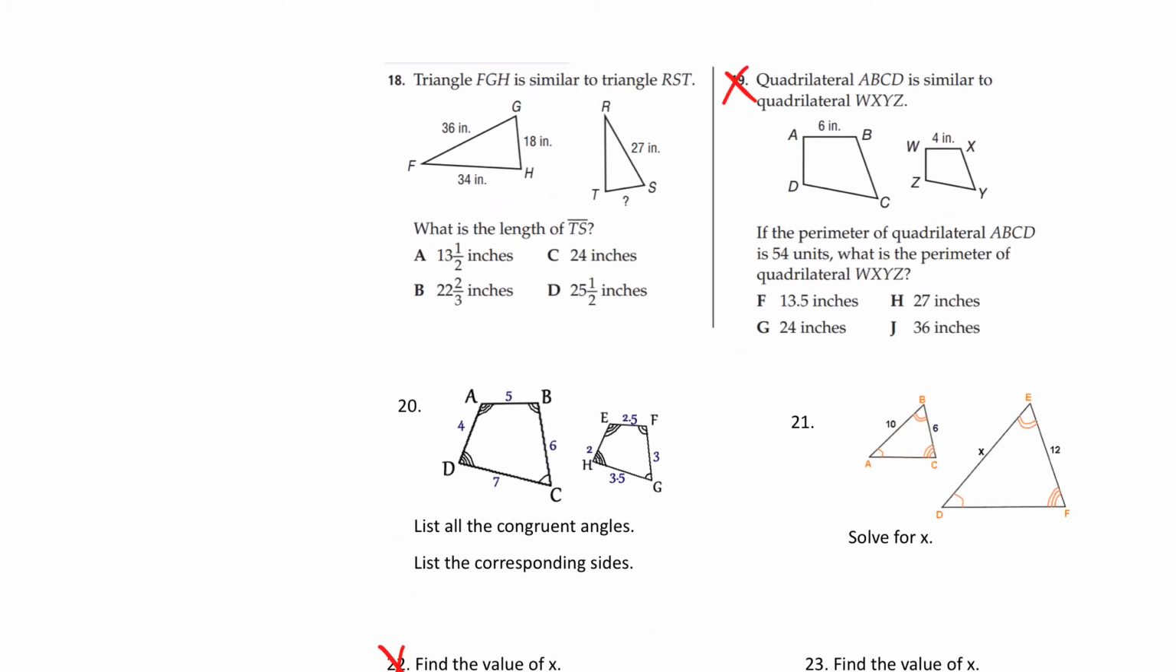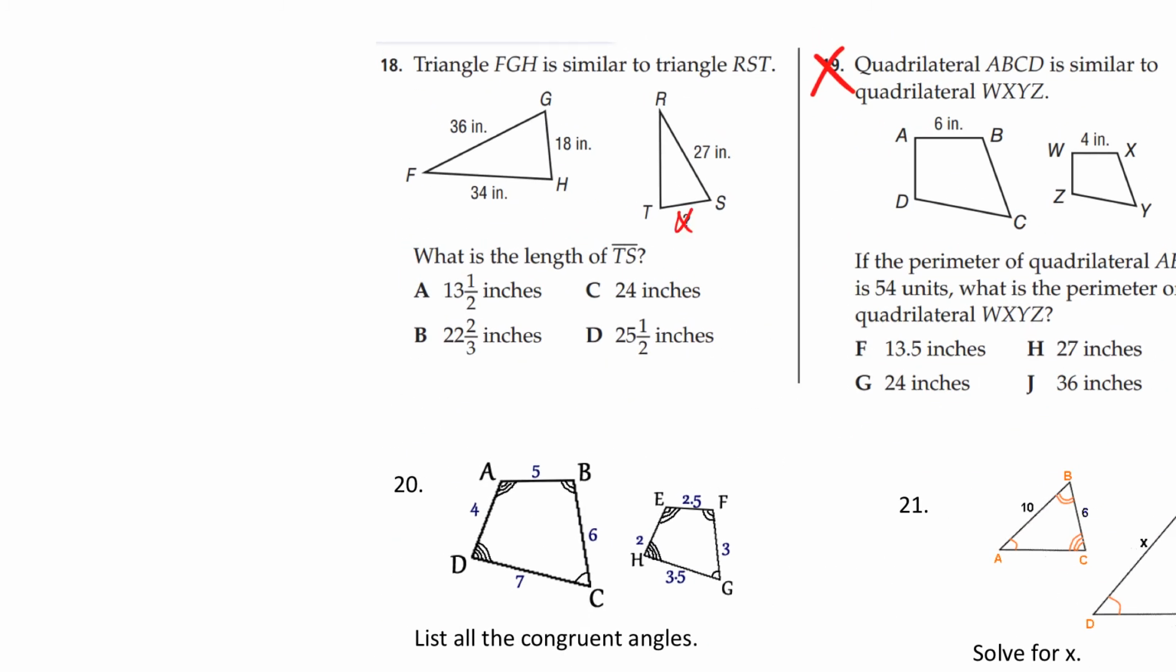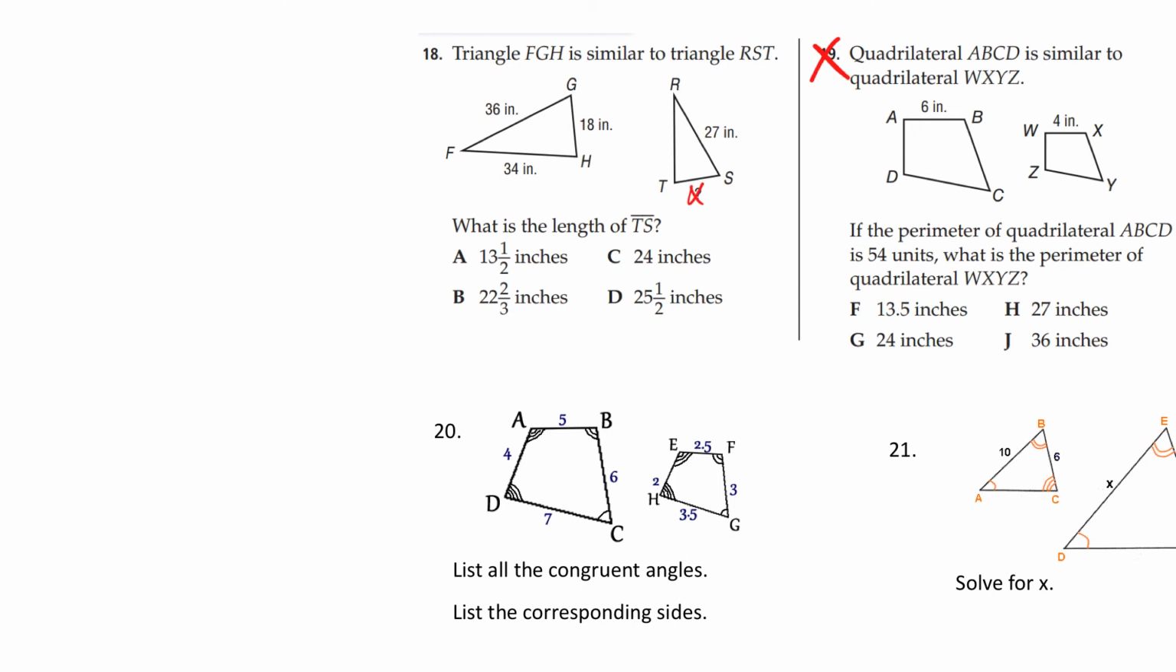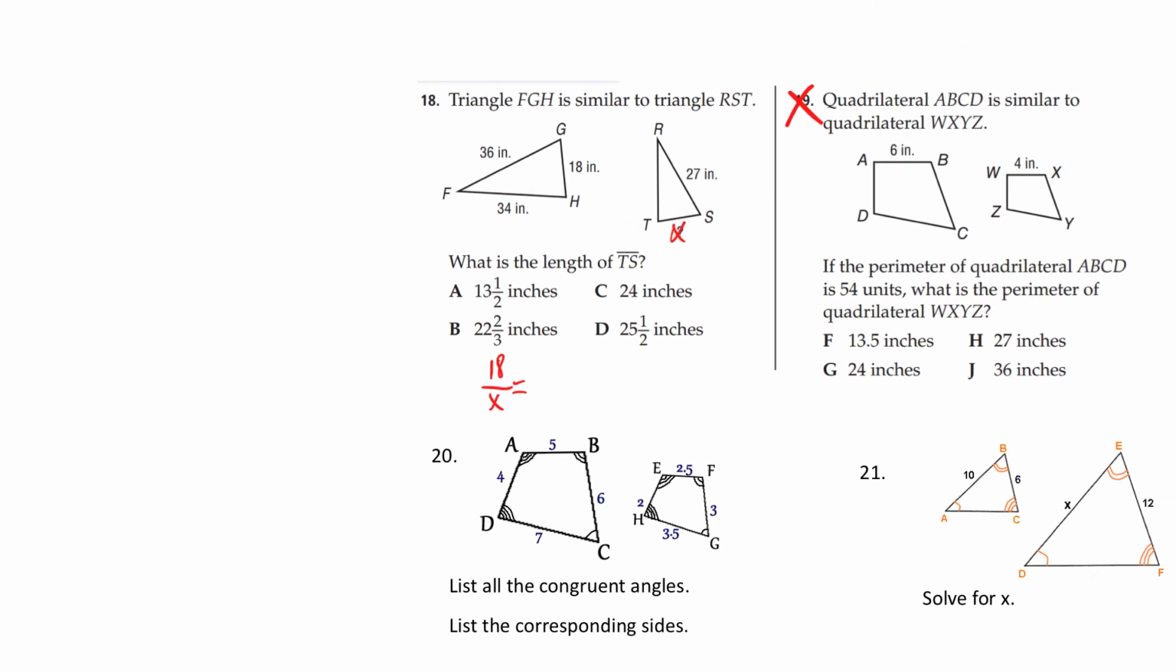Okay, on the back. All right, on this one I'm looking for TS. So what number corresponds to that one on the other triangle? Or H and G. The 8. Yep, HG. So 18 is to X, 27 is to 36. Okay, but we set it up 18 first here. So 18 is to X as 36 is to 27.